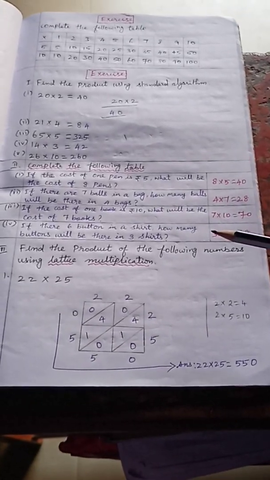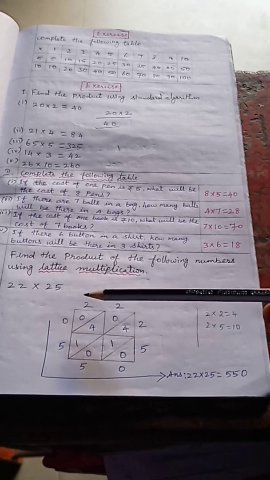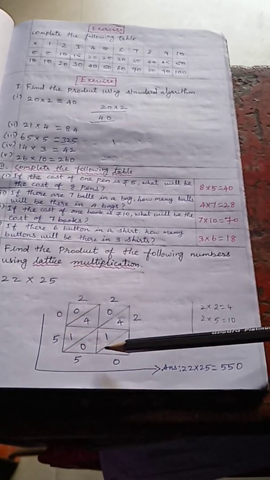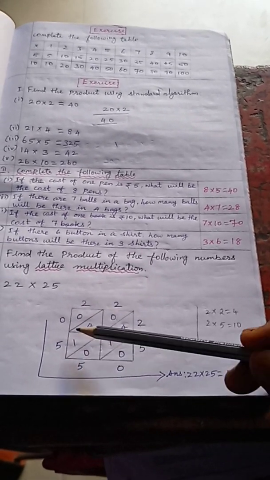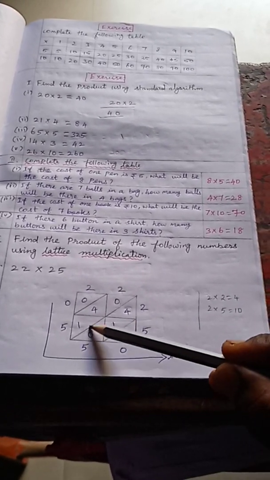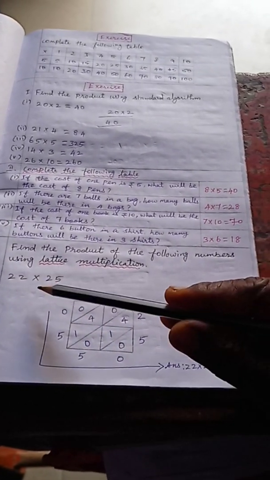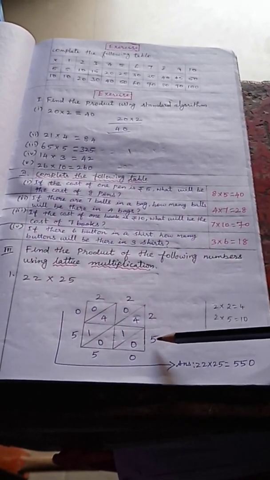Dear students, in this class we are going to see unit 1, lattice multiplication, 22 into 25. So we have to draw a square box and divide the box into 4 equal parts. Then you put slanting lines like this. Now you write 22 on top, and 25 on the right side, 2, 5, 25.